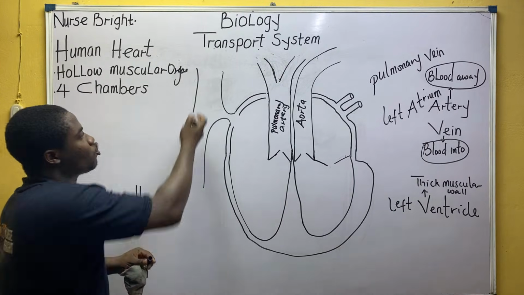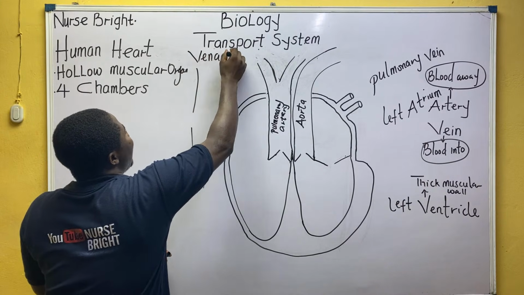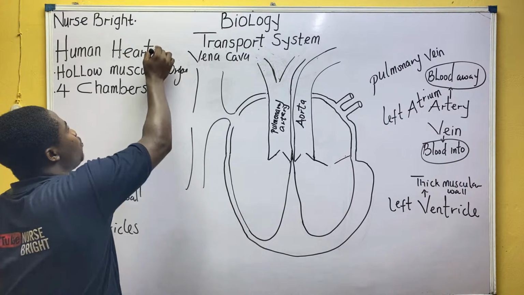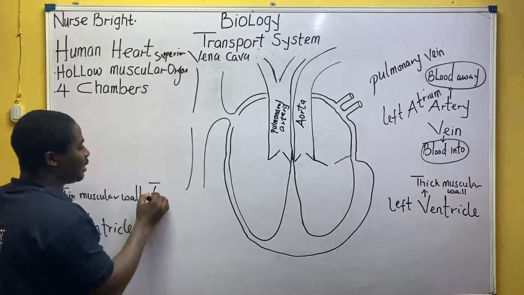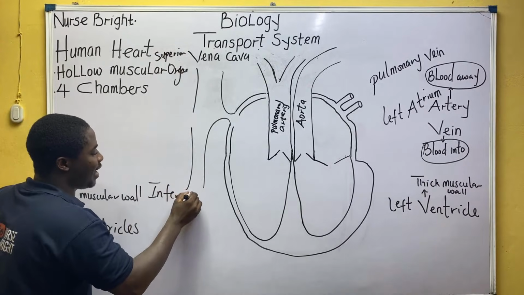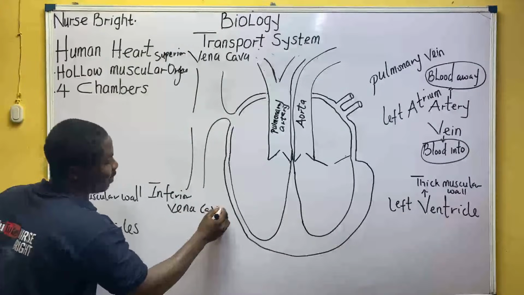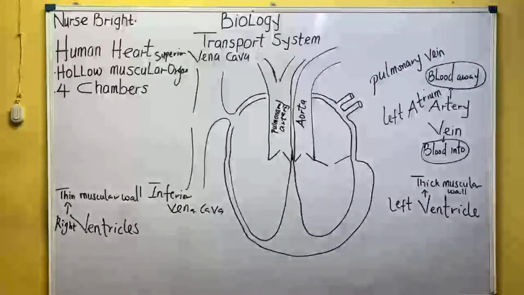So this structure you're seeing, guys, they call it vena cava. We have two of them. The one that is up, they call it superior vena cava, and the one that is down, they call it inferior vena cava. Vena cava. So that is for that, all right?